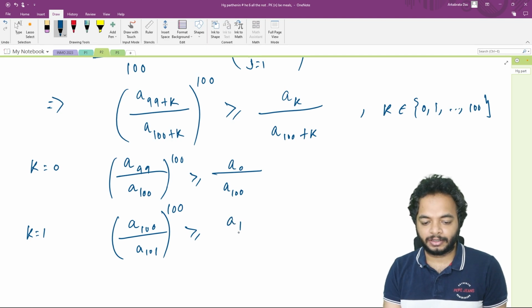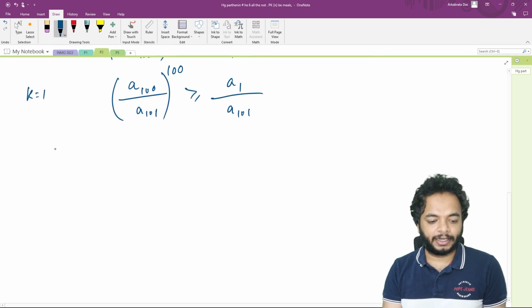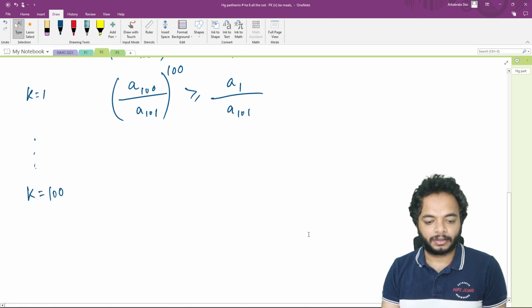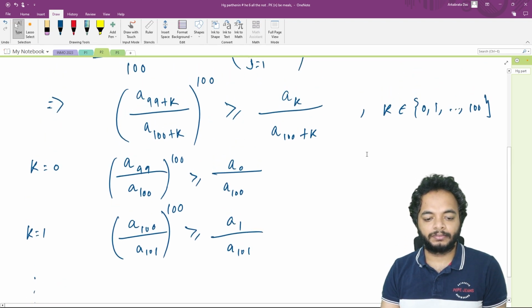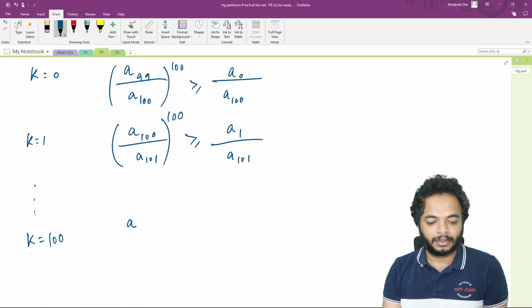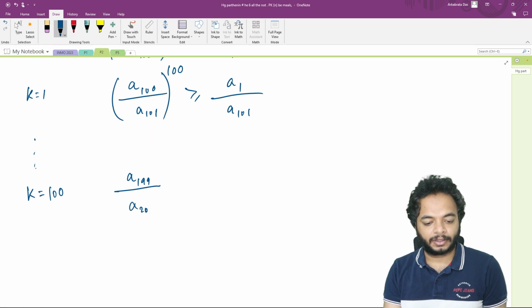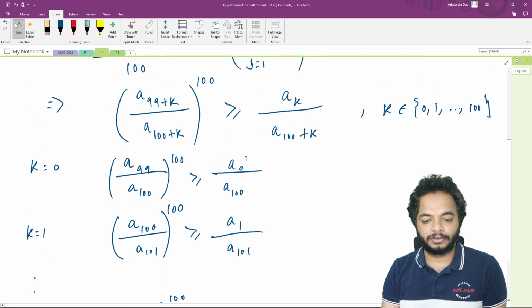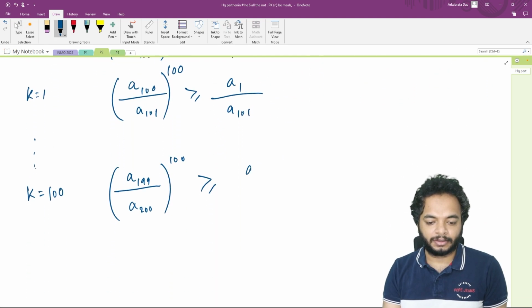So we are taking k equals 1, so A1 divided by A101, and so on and so forth till k equals 100. So when k equals 100, we would be getting here A199 divided by A100 plus 100, which is A200, whole to the power 100 is greater than equals to, taking k equals 100, A100 by A200.